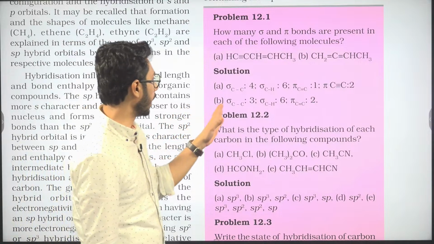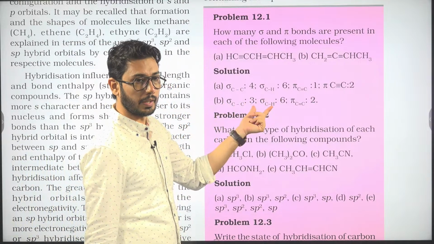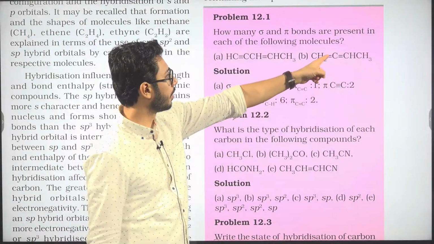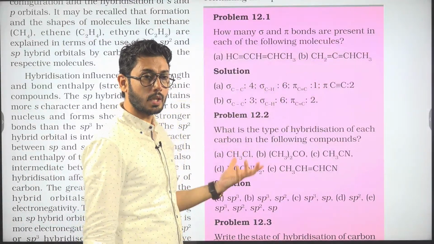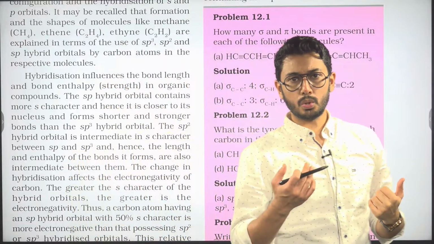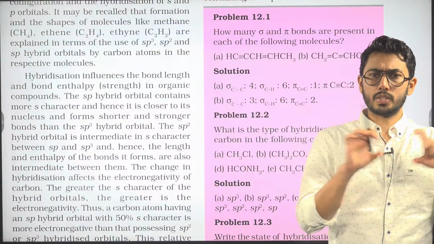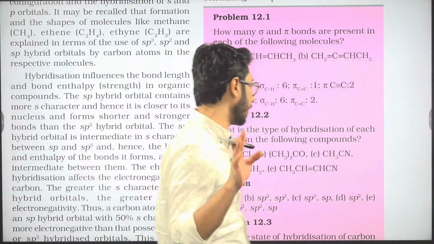Here they have given it like this. C-C how many? 3 sigma. C-H how many? 6. 6 plus 3, 9. And the other pi, 1 pi there, 1 pi there. That is how these types of questions are relevant to the syllabus. If you go through previous year questions, these questions are given there also. Structure given, find out the number of sigma and pi bonds. That is a relevant question.